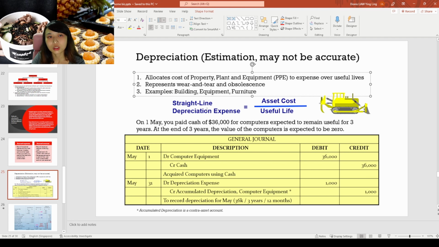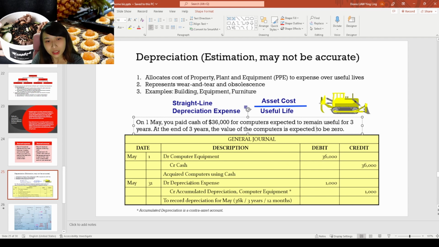Okay, how you do this depreciation is usually straight line depreciation. You will use the set cost, like 20k over the useful life, maybe 10 years. In this example, computers cost 36k, and they remain useful for 3 years. At the end of 3 years, the value of the computers is expected to be 0. When you first buy the computer, you debit the asset, debit computer, credit cash. So you paid cash for these computers, and this is the entry.